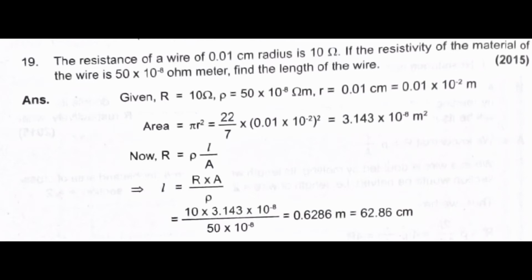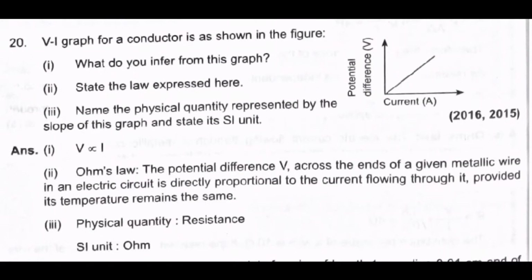Now we can substitute the values. So what will we get? L is equal to RA by rho, right? That will be equal to 10 into 3.143 into 10 raised to minus 8 divided by rho, that is 50 into 10 raised to minus 8. So the value we are getting is 0.6286 meter or 62.86 centimeter. Is it clear? Can we move to the next question?